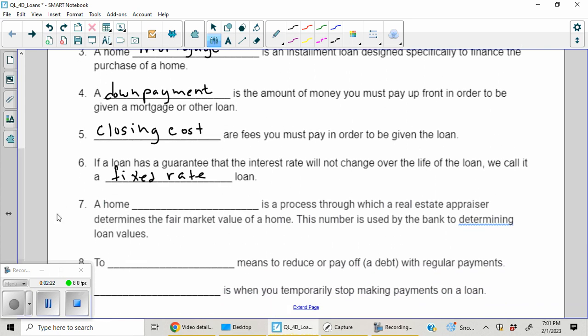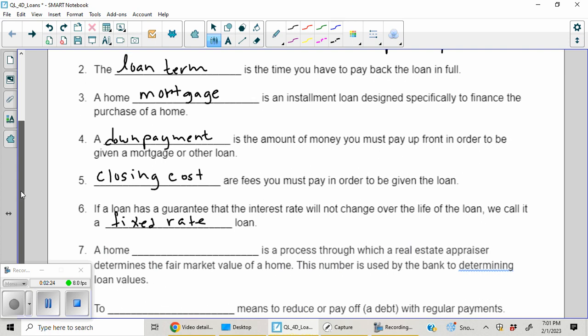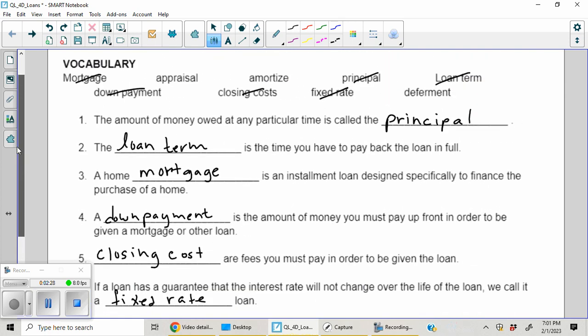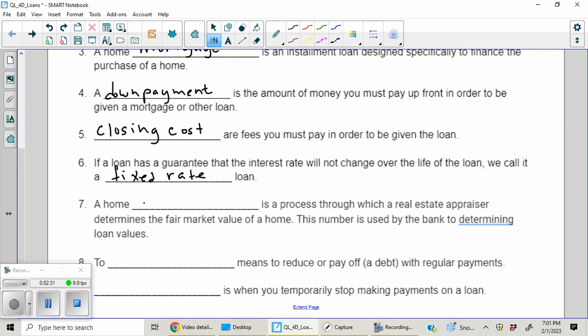A home blank is a process through which a real estate appraiser determines the fair market value of the home, and that is the home appraisal. To blank means to reduce or pay off a debt. Amortize.